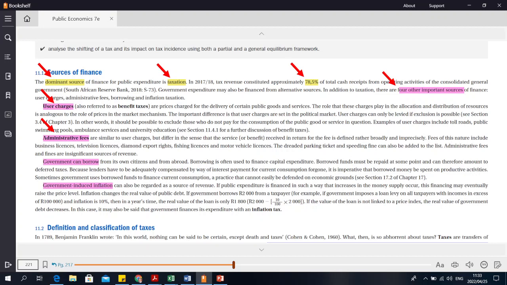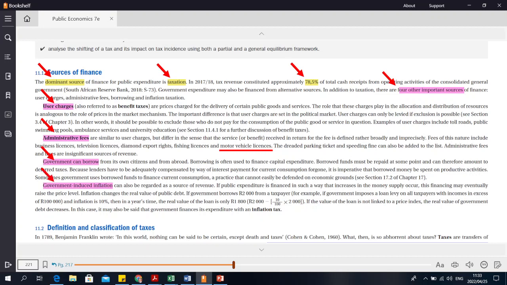Something similar is administrative fees, which is something like your motor vehicle license. It's a tax, but we call it a license, or your TV license or something like that. It's also if you use your motor vehicle. If you don't own a motor vehicle, you don't have to pay the administrative fees. It's quite similar to user charges. But the government doesn't only tax to get money. They very often, as you know, budget for a deficit, and then they have to borrow the money either from the local market or from abroad.